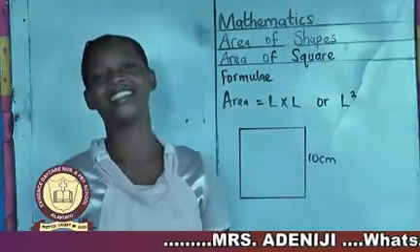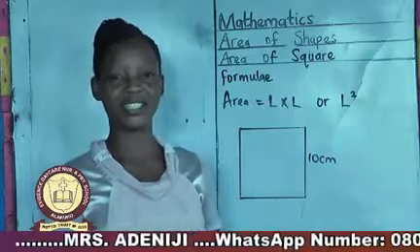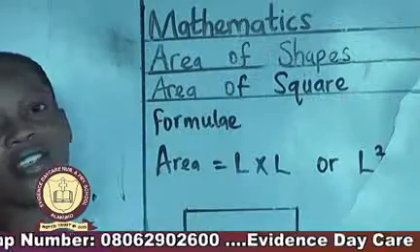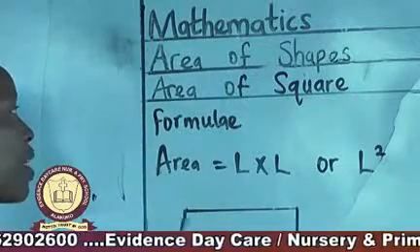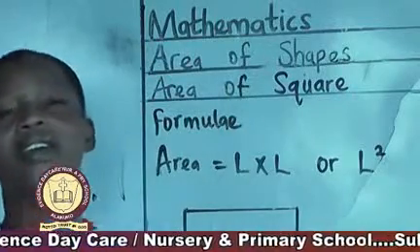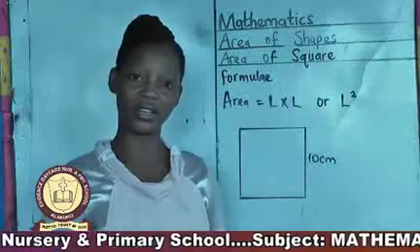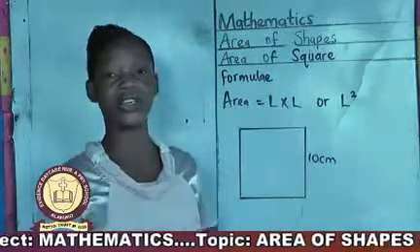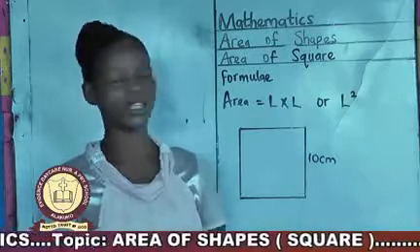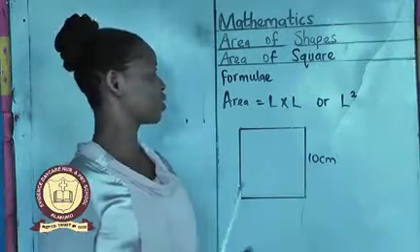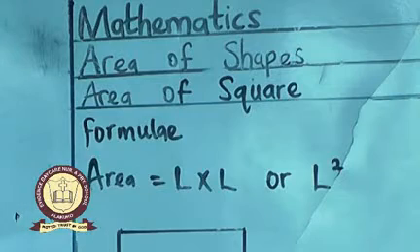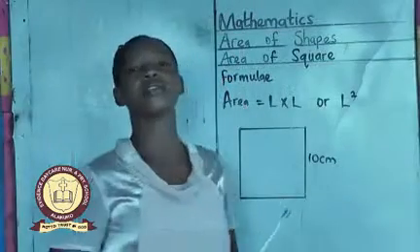This morning we have mathematics, and our topic is area of shapes. So the subtopic is area of square. I believe you remember our previous topic, which was area of rectangle. So today we want to look at the area of square. The formula for calculating the area of a square is length times length, or length squared, that is L square.